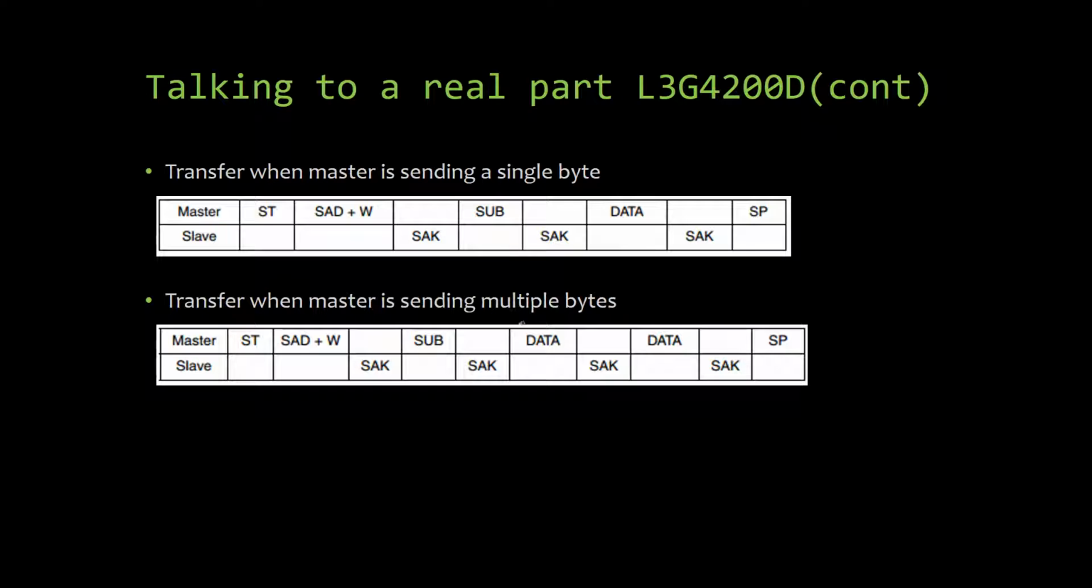Sending multiple bytes is very similar. It all starts with a start, slave address plus a write, a slave acknowledge, the sub or address that the master intends the data to land at, followed by an ACK from the slave, followed by the first data byte, followed by an ACK, followed by the second data byte, followed by an ACK, and a stop.